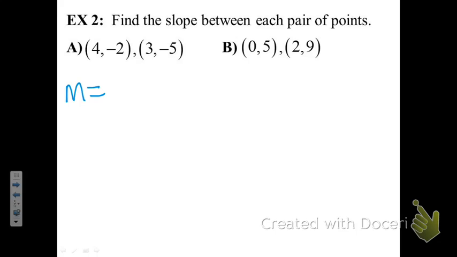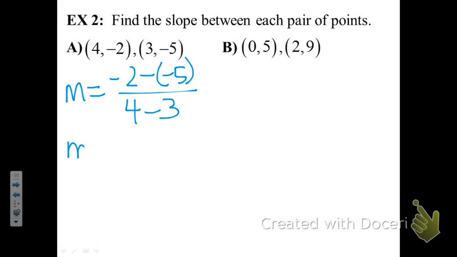And in this case, I'm going to take -2 minus -5 over 4 minus 3 and simplify that. When you have two negatives together on the top, you have -2 minus a -5. That becomes plus. So -2 plus 5 is 3 over 4 minus 3, which is 1. And you can either leave that as 3 over 1, or you can write it as 3 when you simplify it.